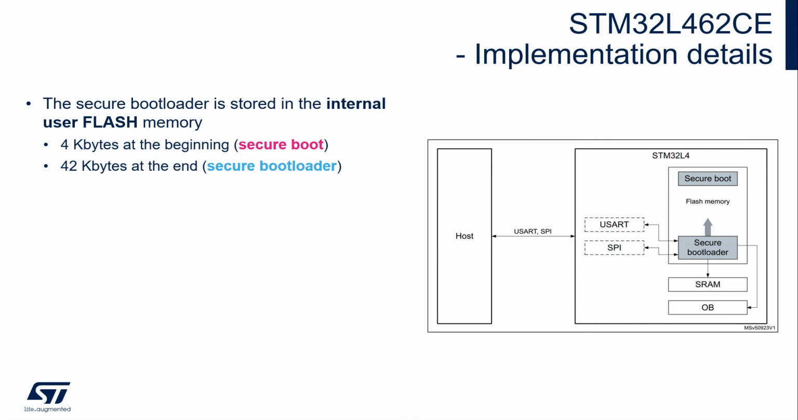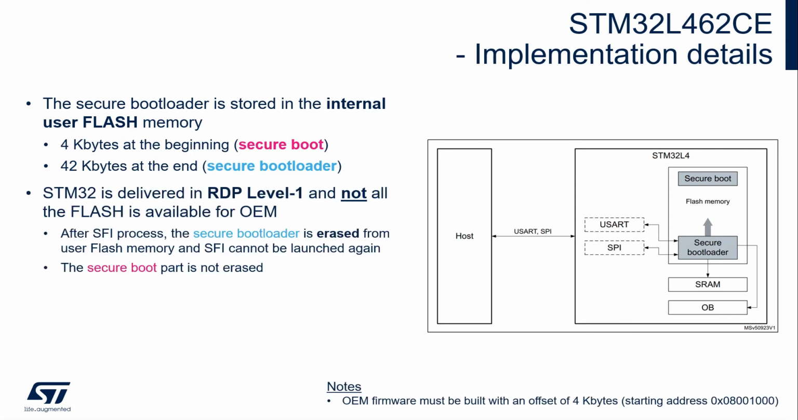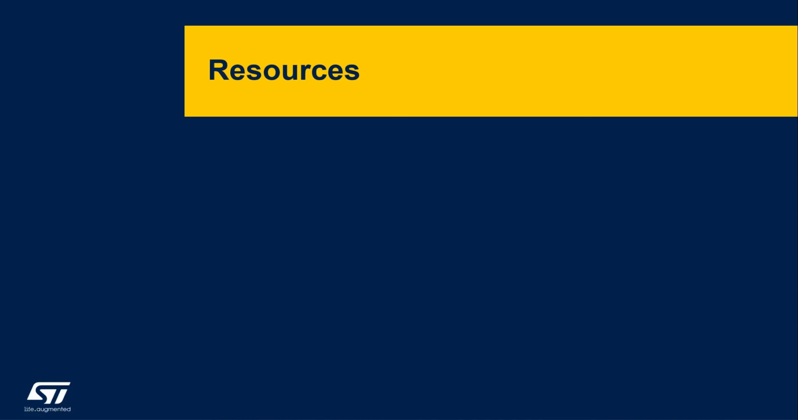Because of this, the SFI process on STM32L4 can be executed only once, and the OEM code must take this offset into account. In addition, because the code is stored in user flash, in order to be SFI ready, the device is delivered by ST in RDP level 1. In this case, because the system is delivered by ST in RDP level 1, JTAG and SWD interfaces are not available. The only available interfaces are USART and SPI, not provided by the system bootloader, but provided by the secure bootloader executed in user flash. This concludes the overview of the SFI solution.